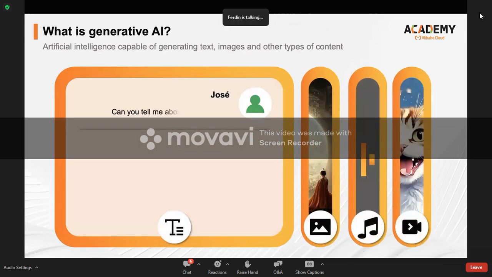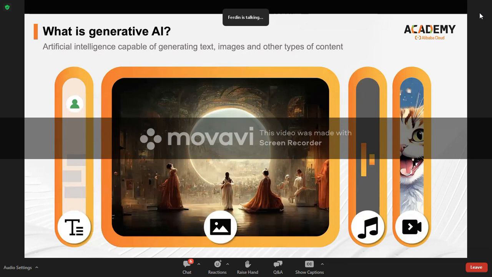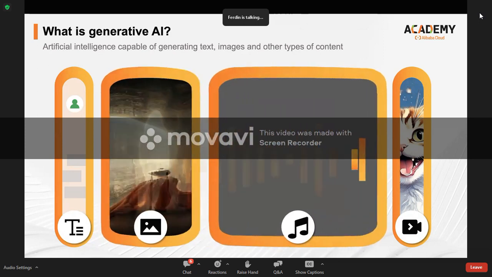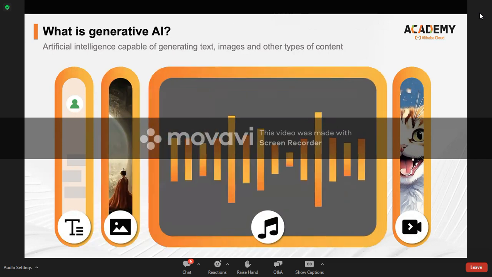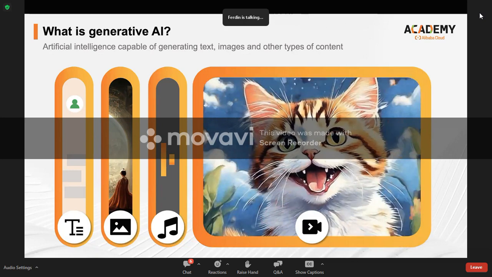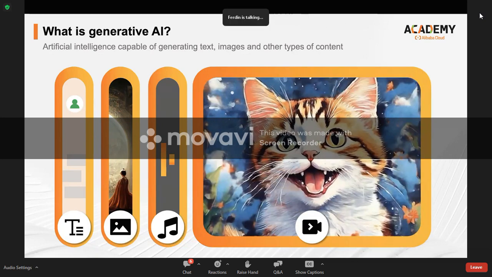So even you can give a text input and you can get the response in text. And then you can give a text input to get the output in the form of images, or you can generate a video, or audio with the sound. And also you can generate videos based on the text prompt. So these are the capabilities we can do with generative AI.